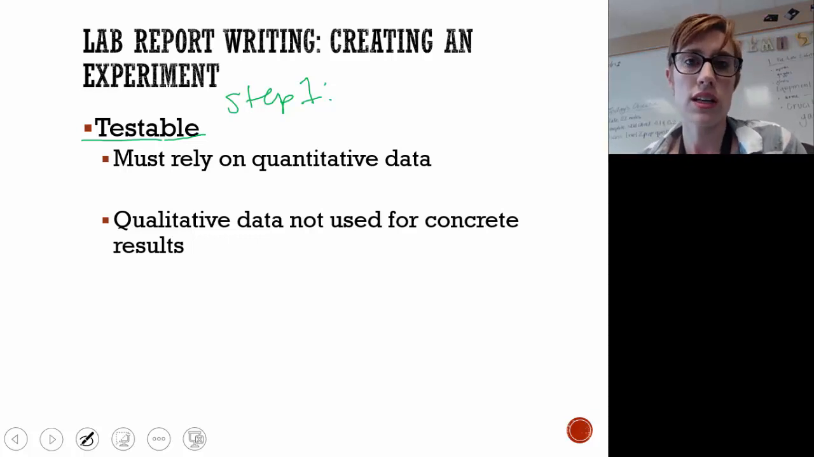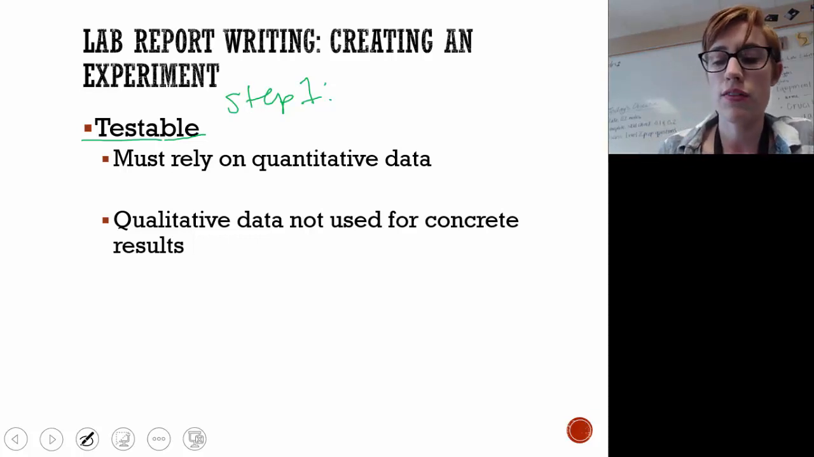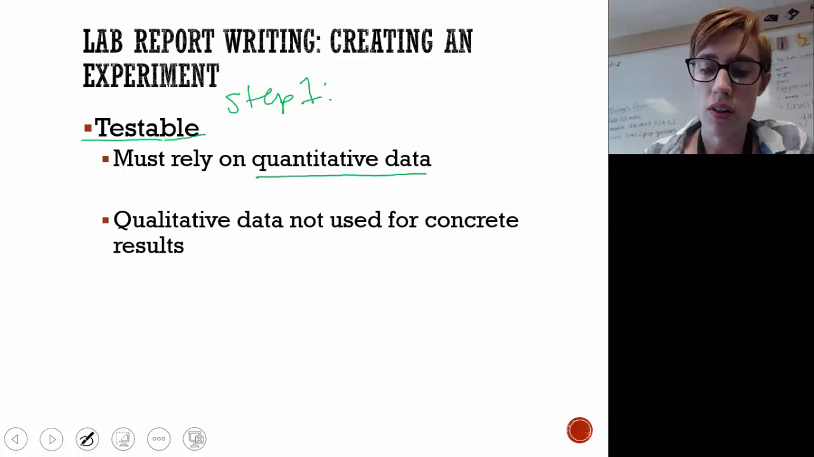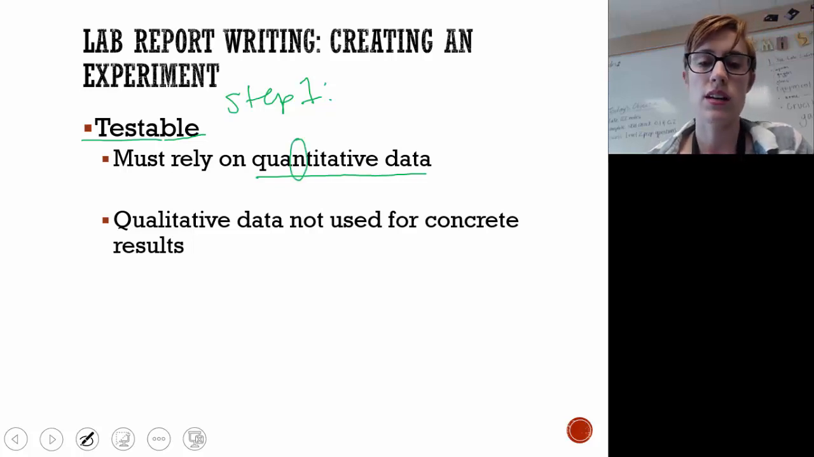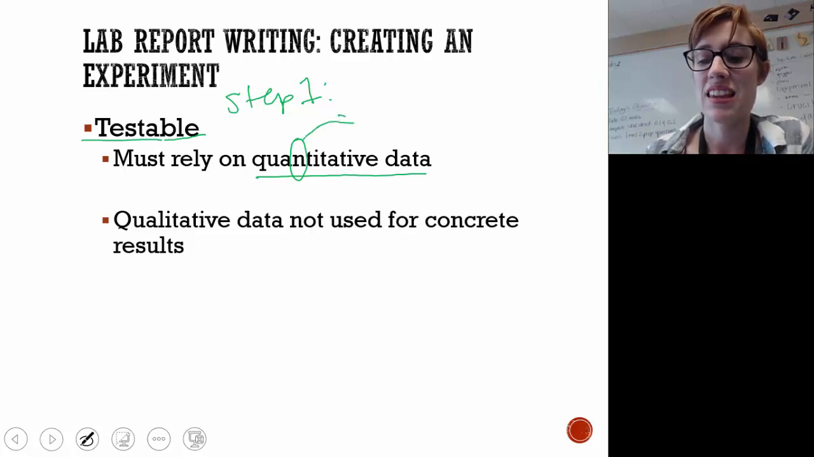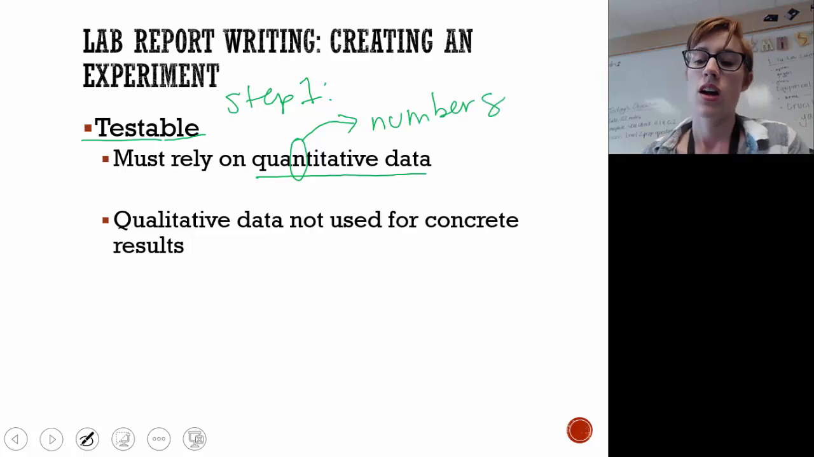The way we know whether an experiment is testable or not is if there is a way for us to get quantitative data results from the experiment. What does that mean? What does the word quantitative mean? Well, the way I remember what quantitative means is I know there's an N in quantitative, and the N stands for numbers, meaning you have to have some data that corresponds to numbers.